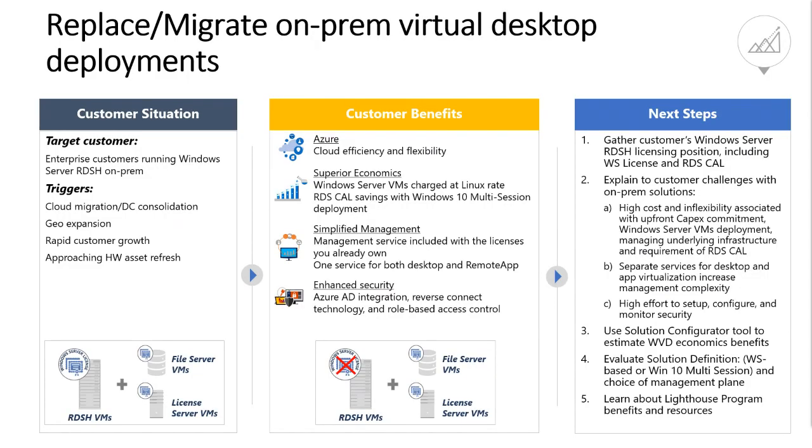So for the first scenario, replace and migrate on-premises virtual desktop deployments to the cloud. If the customer has an old RDS environment that needs to be replaced, so this is saying the hardware is reaching end of life, or it's running Windows 2008 R2 or Windows 2008, and it's time for us to look at replacing it. Then we want to move it into the cloud to enable the cloud optimization capability, as I mentioned in the previous module.